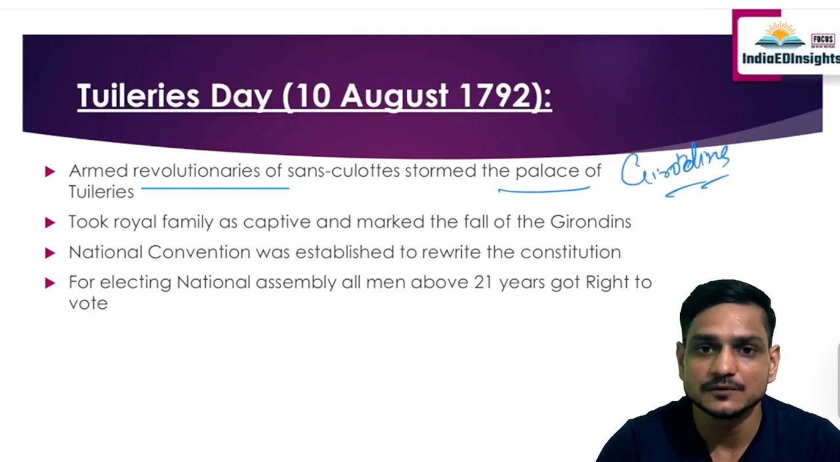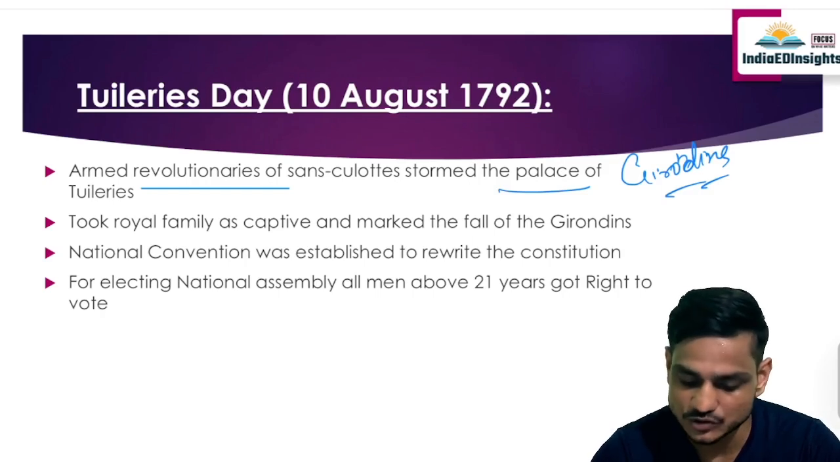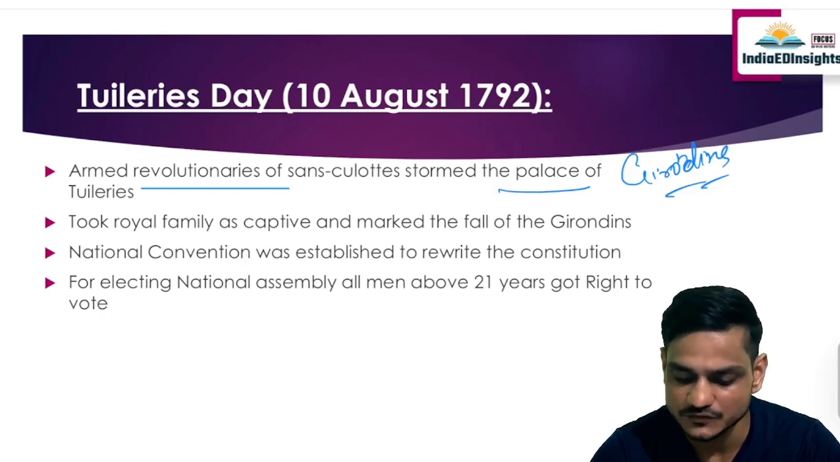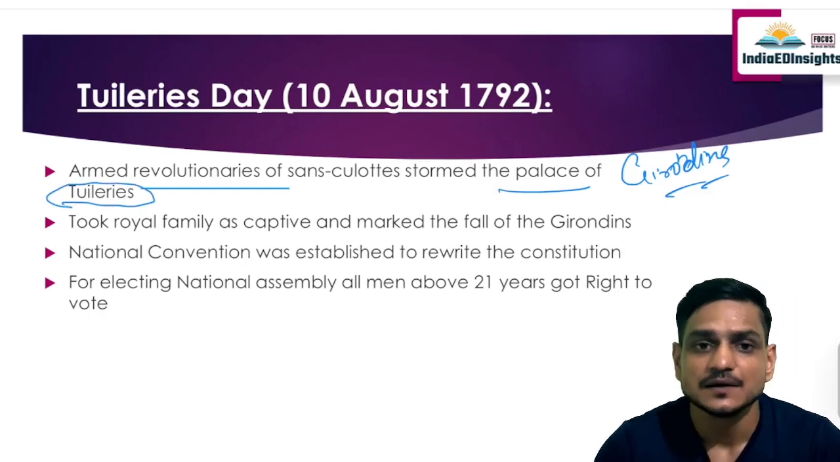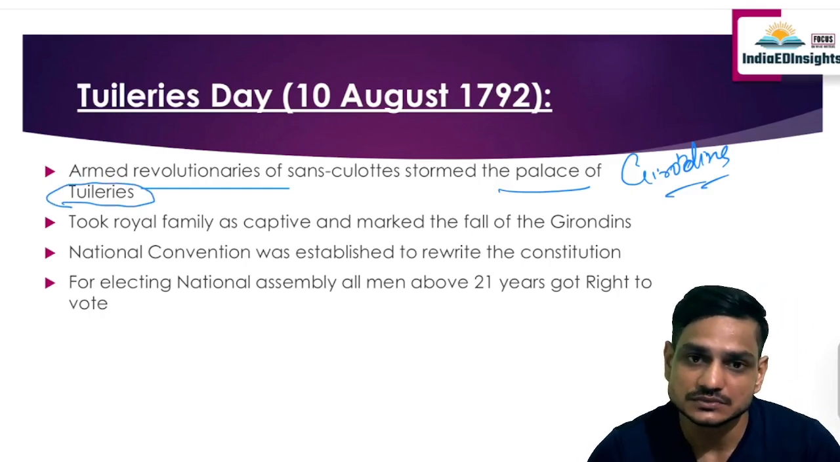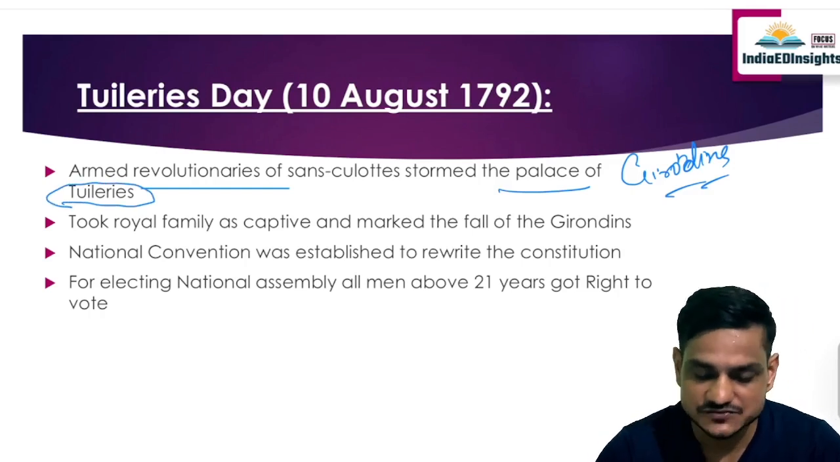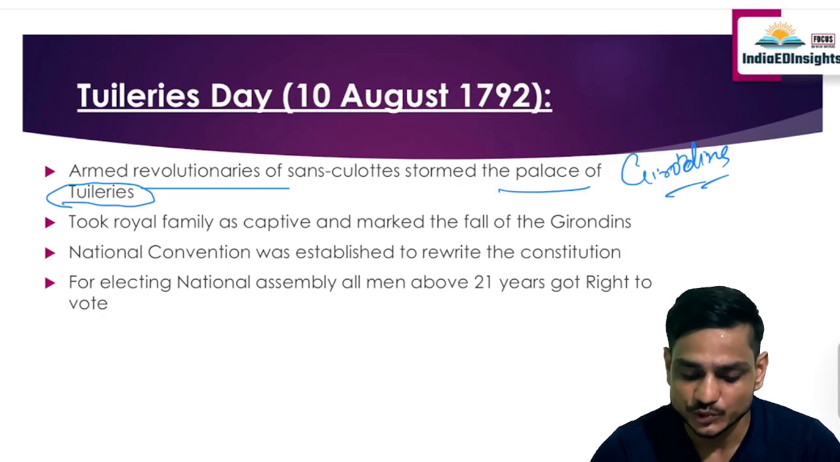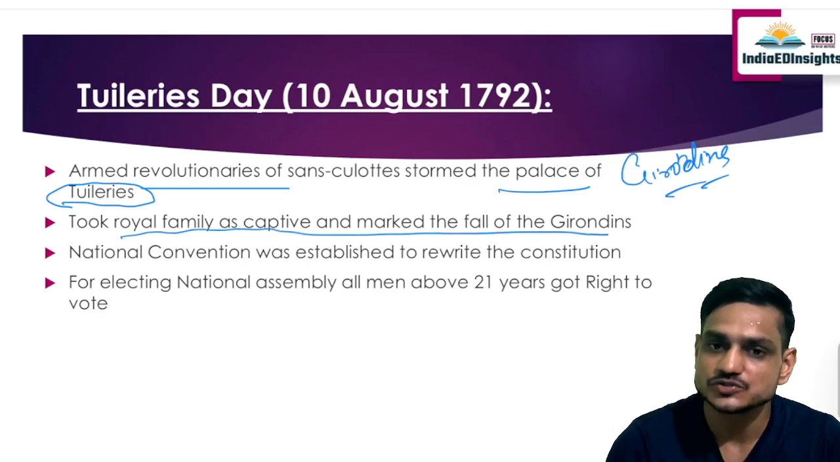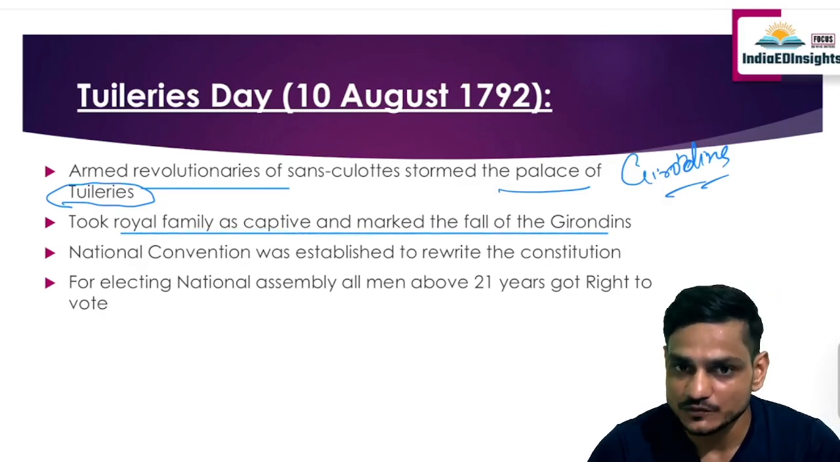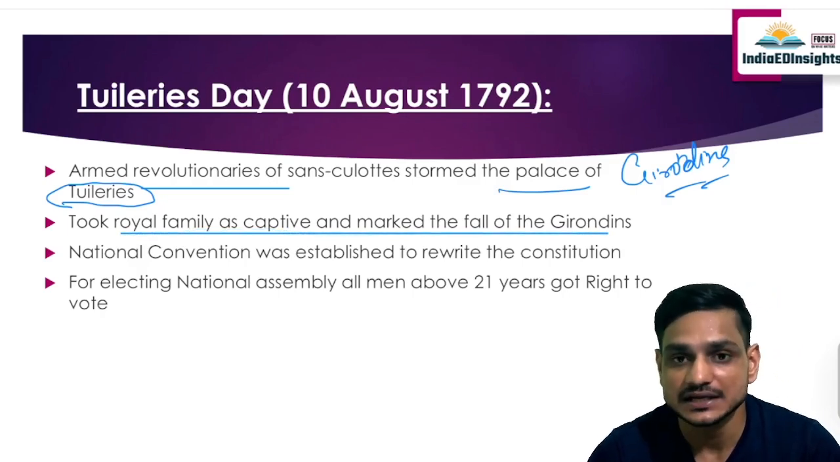They launched an armed revolution against the Girondins. The armed revolution of the sans-culottes was from the place called Tuileries. Tuileries is a place in Paris. That's why this day is known as the Tuileries Day. They took the royal family as captives, and marked the fall of the monarchy. They captured the family of the king.